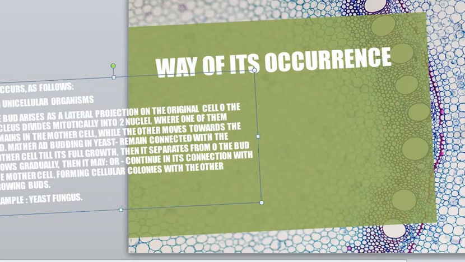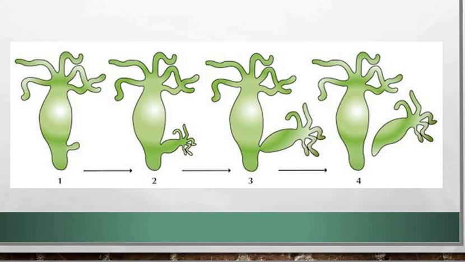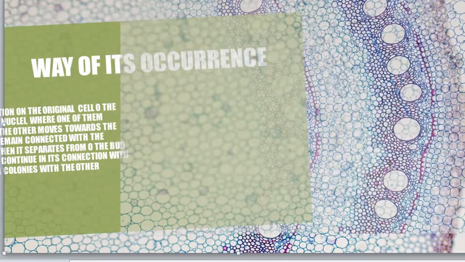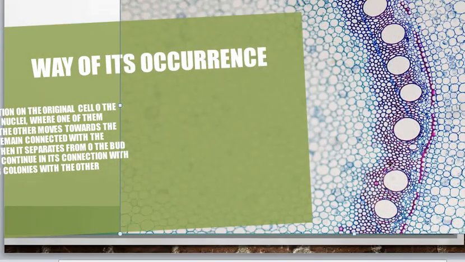And then we can see them, and they may be separated afterwards as individuals. As for the ways of its occurrence, it occurs by budding through certain conditions. If the condition is very fine for them, they can divide mitotically into other cells.